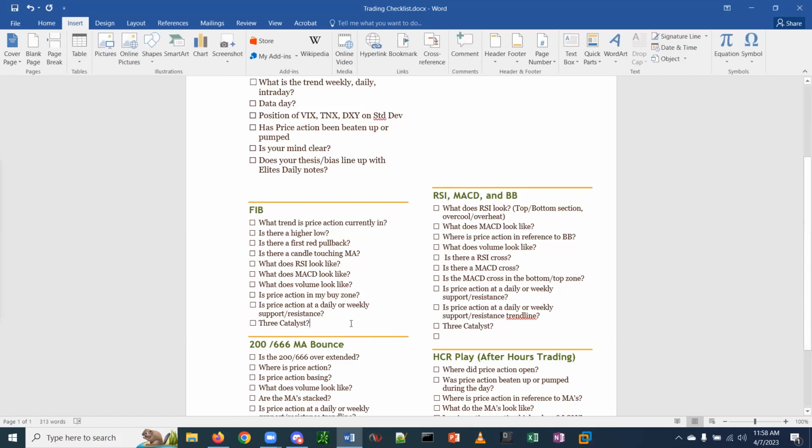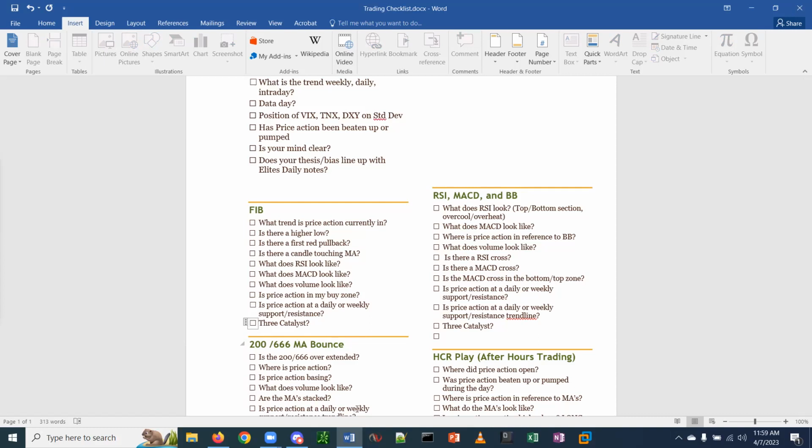You enter. This is kind of to help you think like a computer. So if a computer sees all these check marks and sees a check mark catalyst or 3 catalysts stacked, then it'll enter the trade. No questions asked, no emotion attached. It just enters.